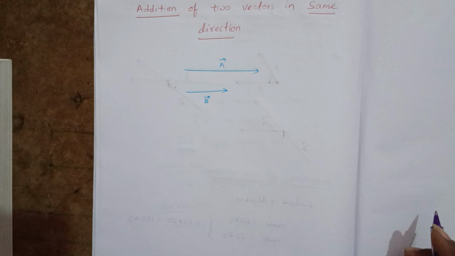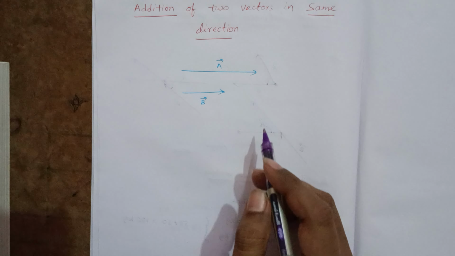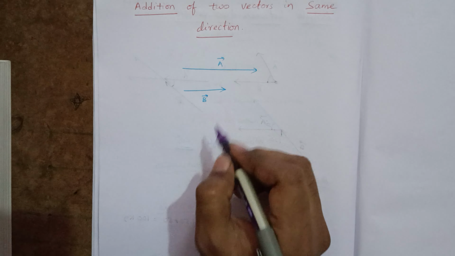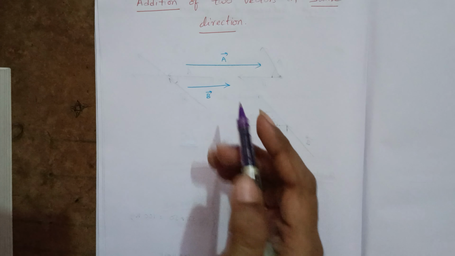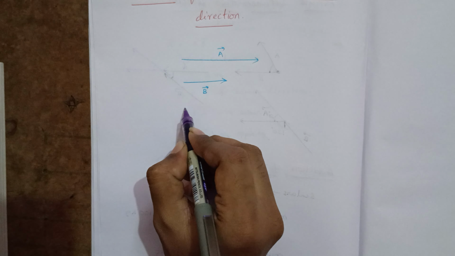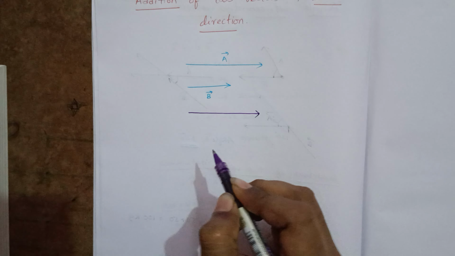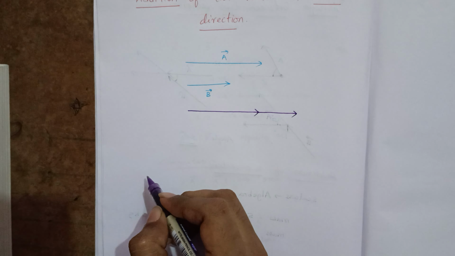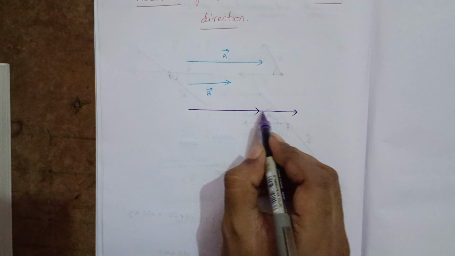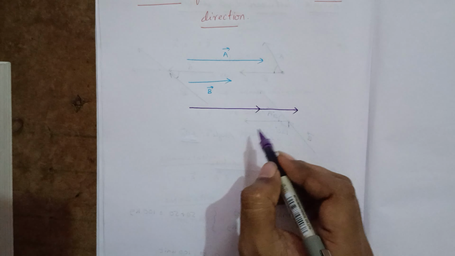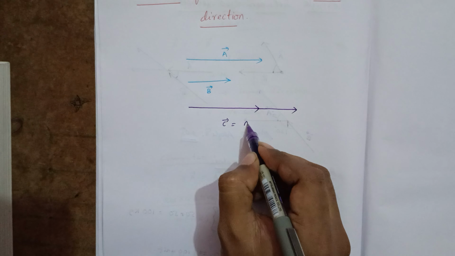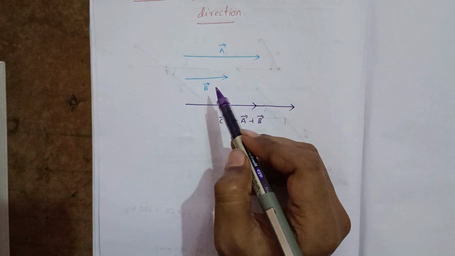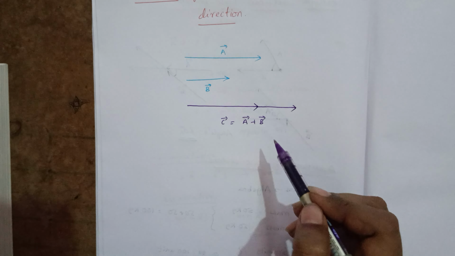Now, addition of two vectors in the same direction. Here A bar and B bar are in the same direction, but they have different magnitudes. We can add them like this because they are in the same direction. This is A bar, this is B bar. Total, if they are in the same direction, we can write C bar equals A bar plus B bar. Magnitude is added. Both have the same direction, so the direction is the same.